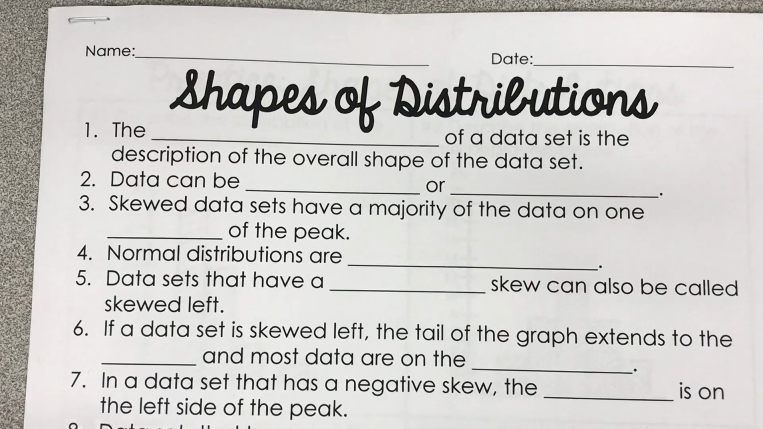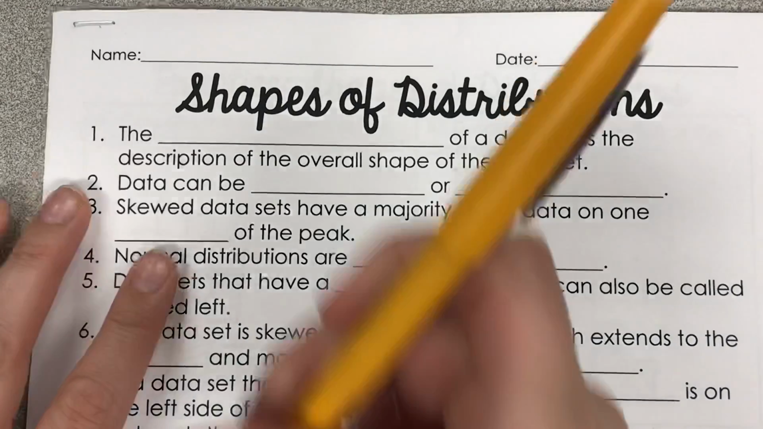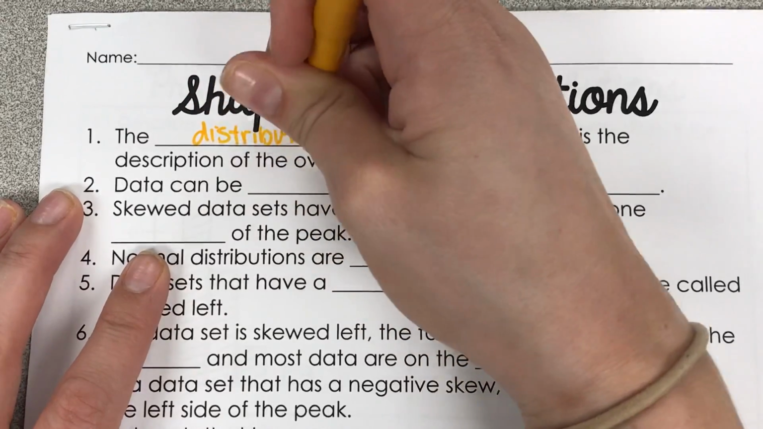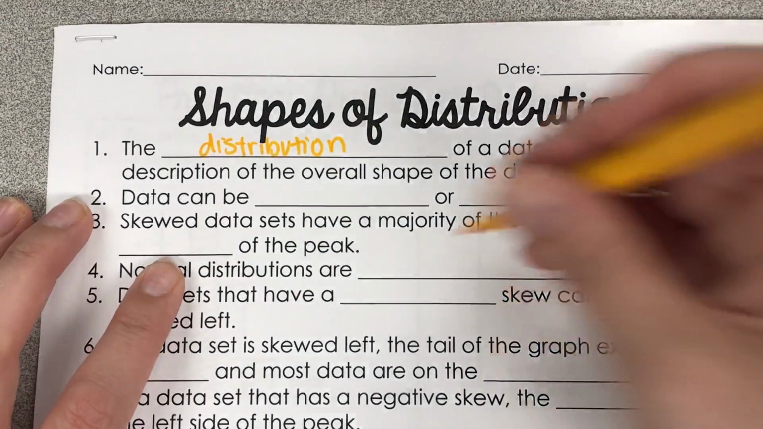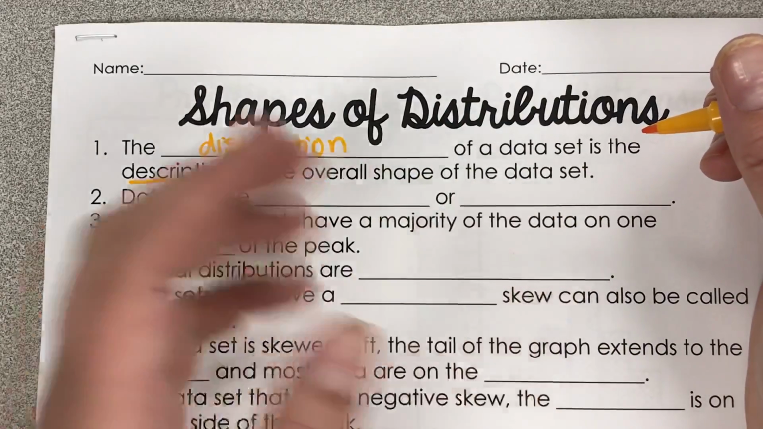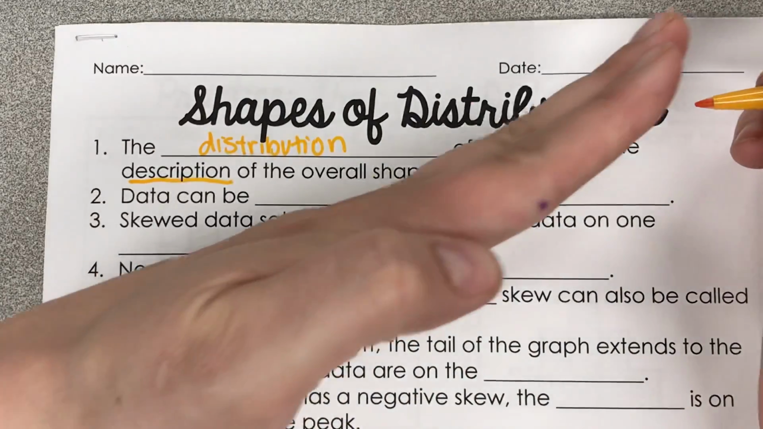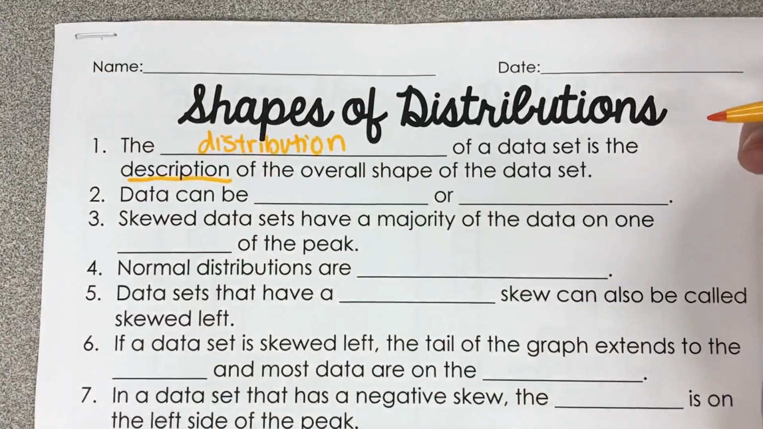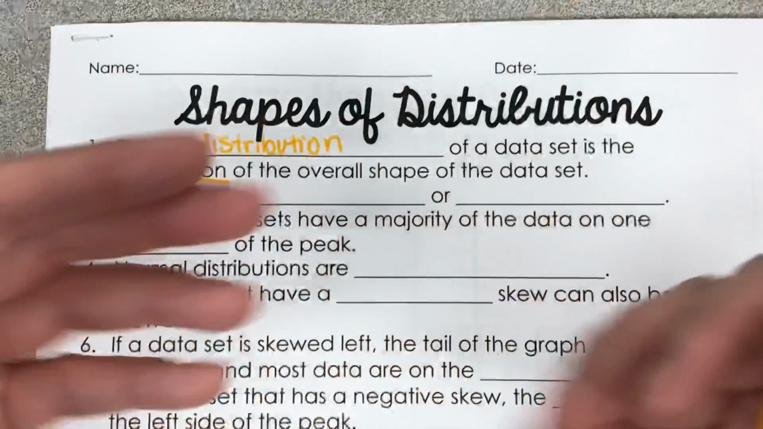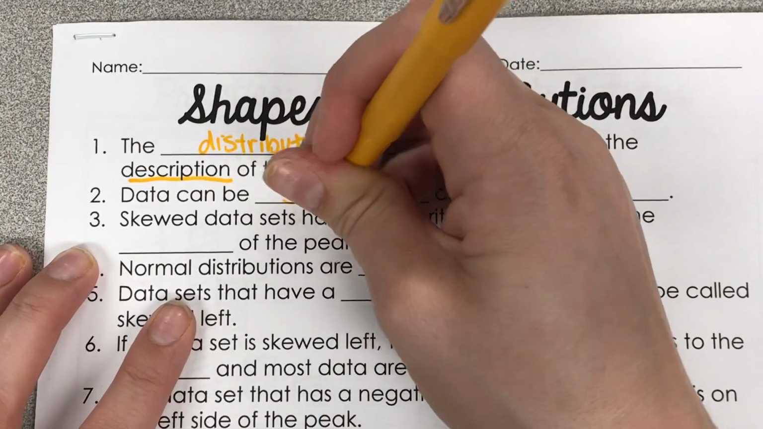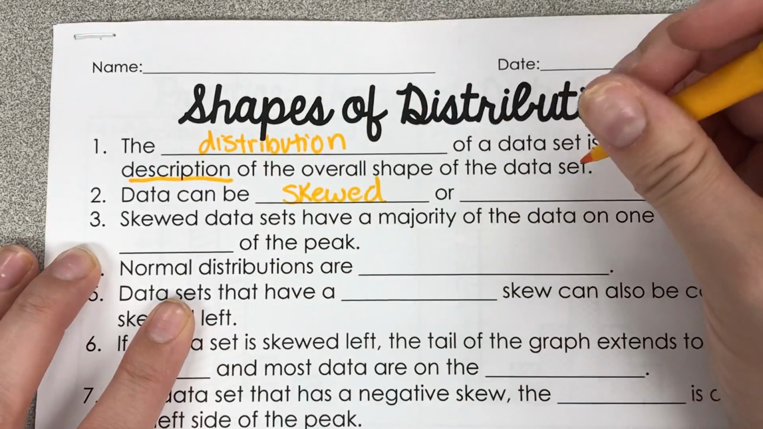So first I need you guys to put the distribution of a data set is the description of the overall shape. So kind of which way does it flow? Is the trend going up? Is it a trend going down? Is there a bunch of random peaks? Are there clusters of data? That kind of thing. The data can be skewed or normal.